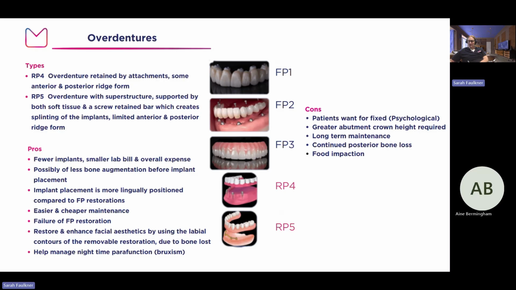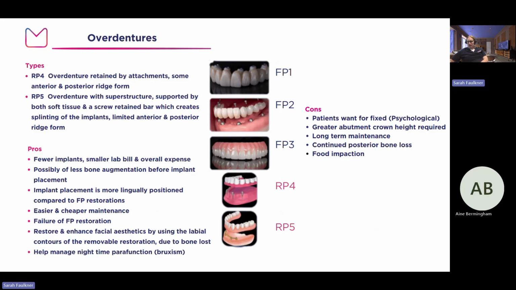So basically flat. So what are the pros for overdentures? Why do we go for the overdenture? A lot of the time you can place fewer implants. That leads on to a smaller lab bill and overall expense. Quite often as well, less bone surgery is needed before or during placement, so it is less invasive. Implant placement can be more lingually positioned compared to if you were doing an FP restoration, so again saving expense, surgery and complexities as well. So that's also to be considered.